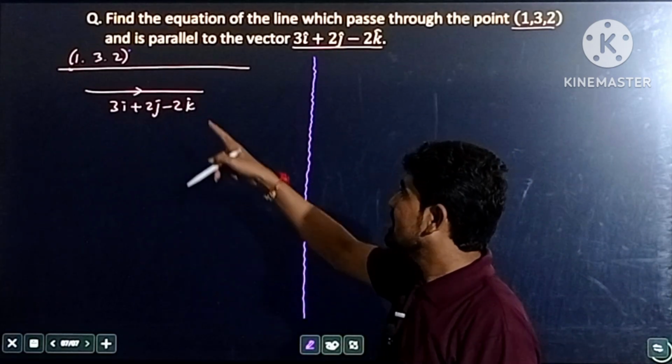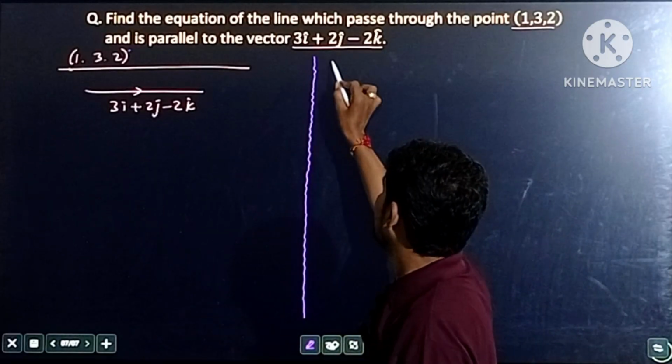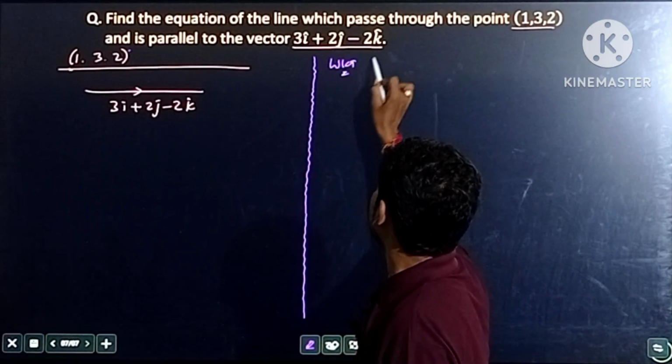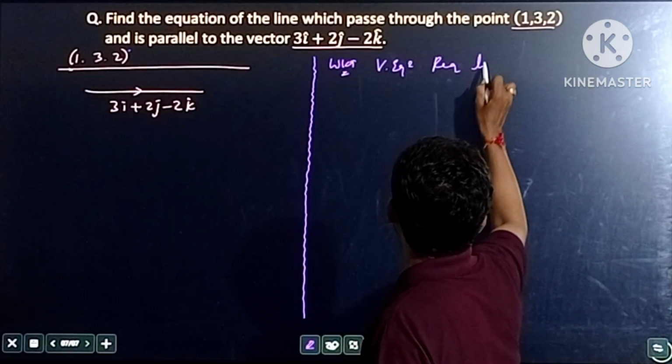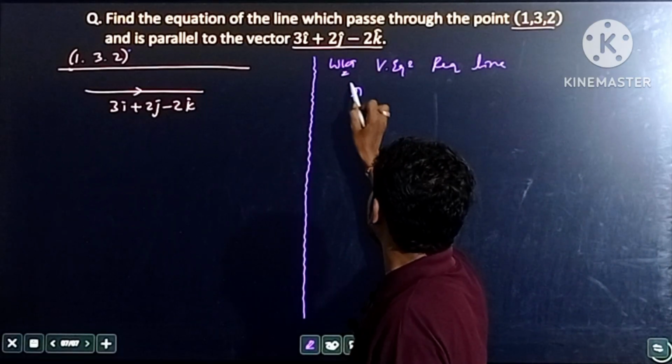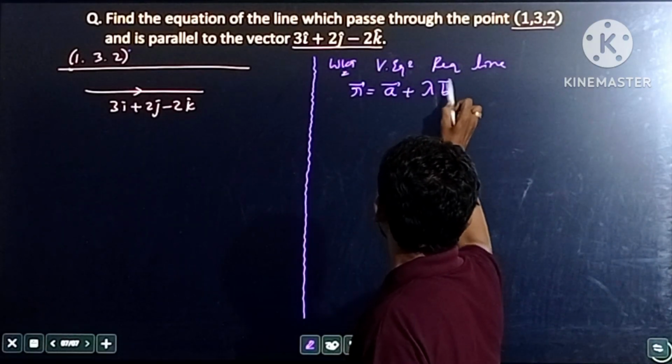And the vector equation of the line passing through a point and parallel to a vector, we know that the vector equation of the required line is: r vector equals a vector plus lambda times b vector.